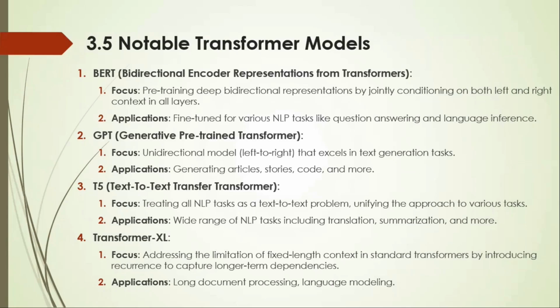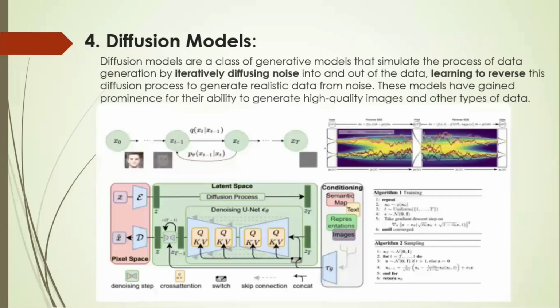So what are the notable transformer models? BERT, Bidirectional Encoder Representations from Transformers, is very popular because it can be fine-tuned for any NLP task and give you the answers. GPTs are very popular these days. ChatGPT, GPT-4, all are related to this model. T5, the text-to-text transformer model, and Transformer-XL, all these are related to this transformer model.